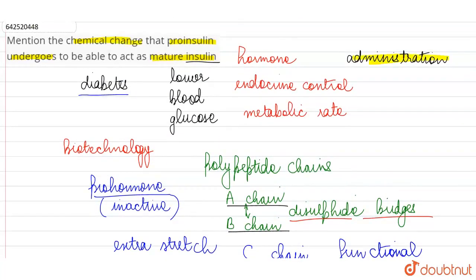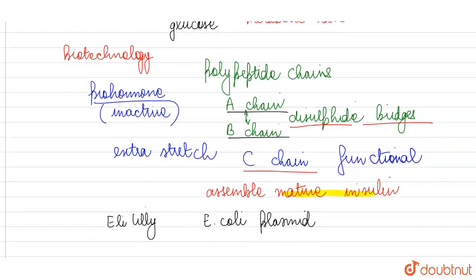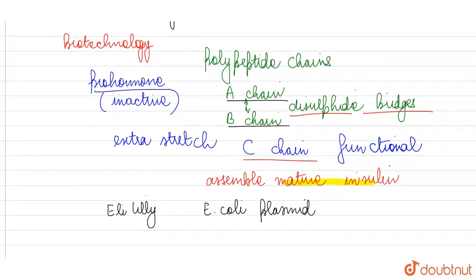So what is the chemical change that proinsulin is going to undergo to become mature insulin? Proinsulin is an inactive form of insulin, which apart from the A and B polypeptide chains contains an extra stretch called the C chain, which does not allow it to be fully functional. And once this C chain is removed and the A and B chains are joined together by disulfide bridges, now we have the mature insulin.